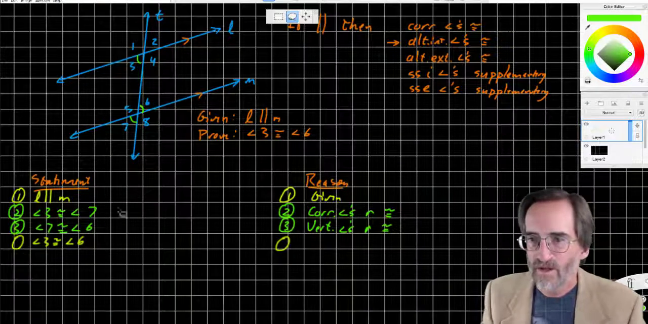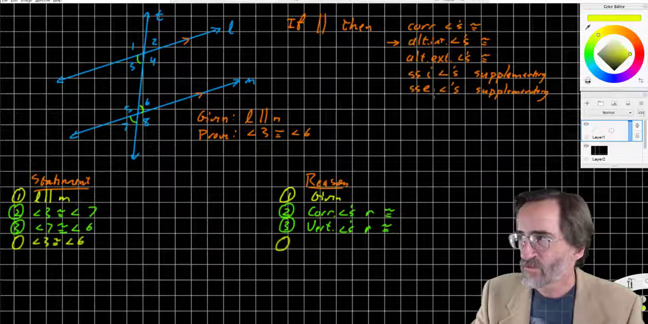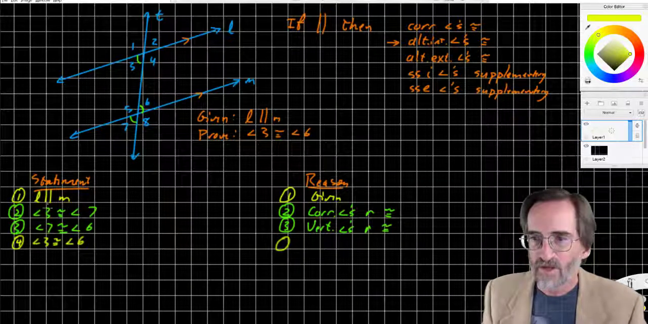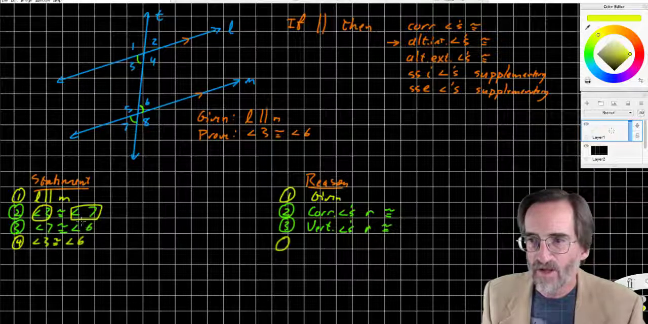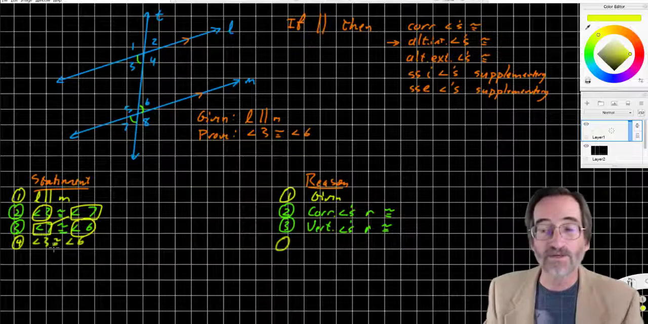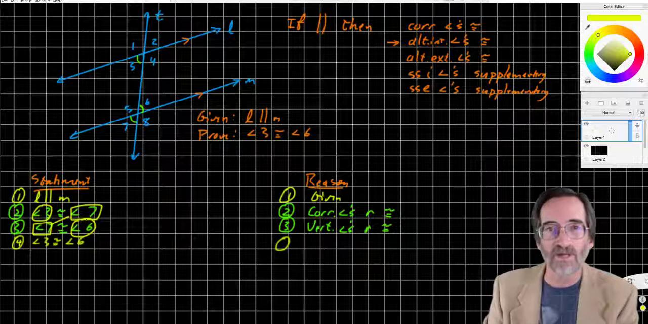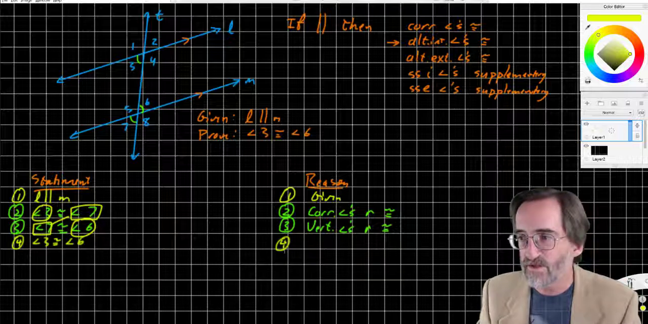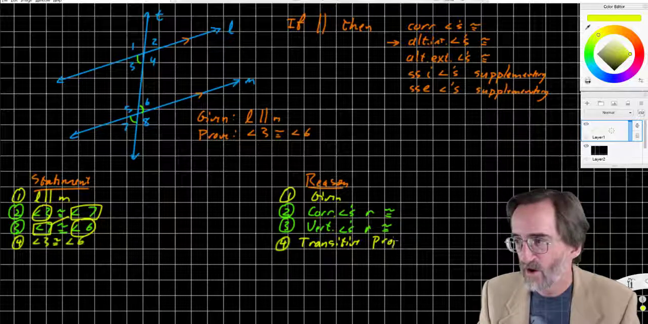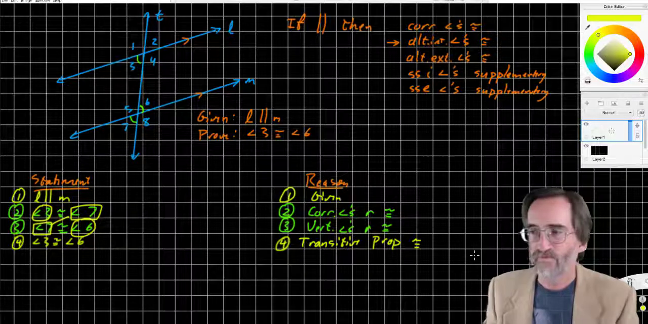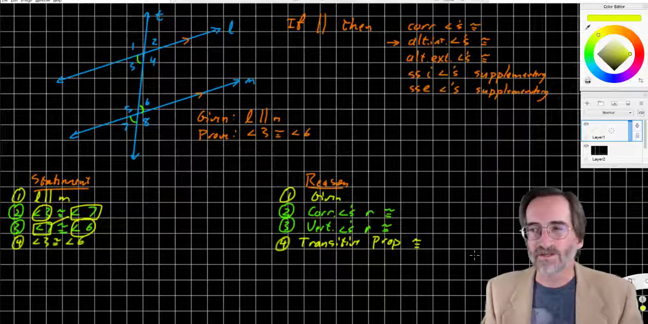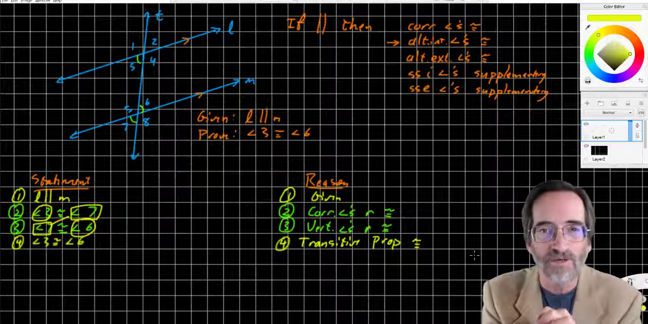Why? Because 3 is congruent to 7, and 6 is congruent to 7. Both 3 and 6 are congruent to 7. Two things congruent to the same thing are congruent to each other. That is the transitive property of congruence. So there it is. There's the proof of the alternate interior angle theorem.